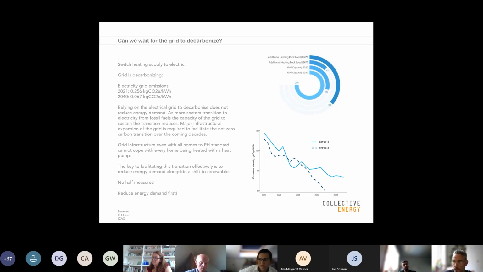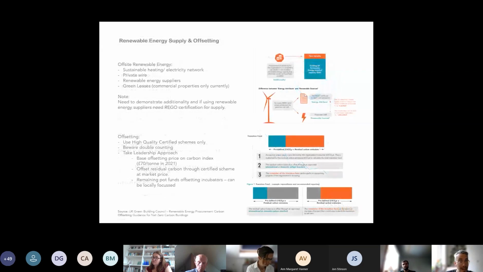That's before you factor in things like electric cars and commercial property energy demand as well. So we really need to be focusing on a fabric first approach, reduce energy demand as much as possible before we start to rely on any decarbonization of the grid. And so, no half measures allowed.